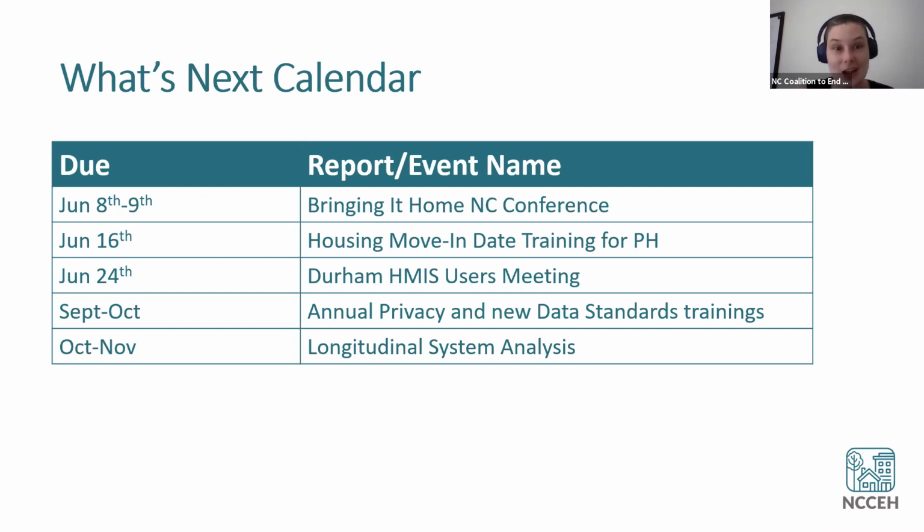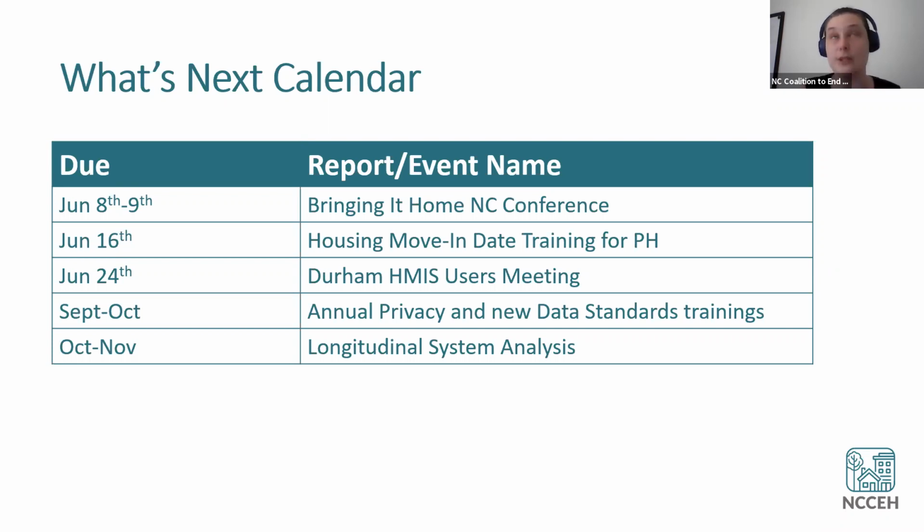And then you can see there's not something in July and August. So we do have a little bit of a break from the federal reporting. We do want to give you a heads up that September to early October is when we're doing our annual privacy training requirement. And there's going to be new data standards trainings as well. HUD is introducing new data standards, so there's going to be some updates in that September time period.